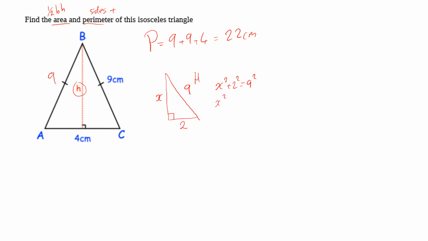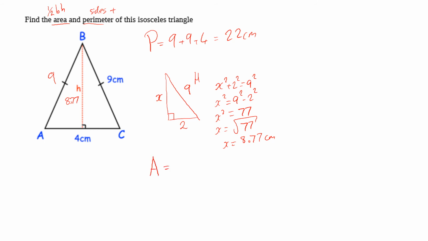So this is finding a side, so I'm going to subtract: 9 squared take away 2 squared equals 77. And then if I actually want to find that, I can square root my 77, and I can get that x is something horrible like 8.77 centimeters. Okay, great. So I can go back to my diagram and I can write down that this is 8.77.